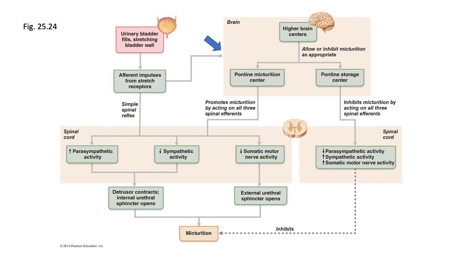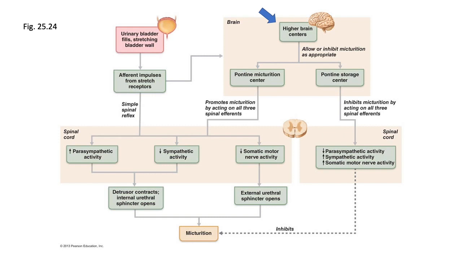We're going to follow the pathway that is involved in controlling the external urethral sphincter. Let's follow the afferent pathway to the higher brain centers. The higher brain center is where you decide whether it is appropriate to urinate or not. It is also where you get the sensation of having a full bladder. The pons consists of a micturition center as well as a storage center.